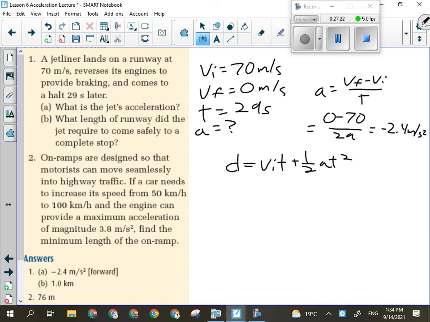Okay, I'll go with that one just because I have all of that stuff and it's set up to calculate D, so I don't have to do any extra math. Okay, so VI was 70 times 29 plus 1/2 times negative 2.4 times 29 squared, and that should give us 1.0 kilometers. Because we only have 2 significant digits, or 1.0 times 10 to the 3 meters would work as well.